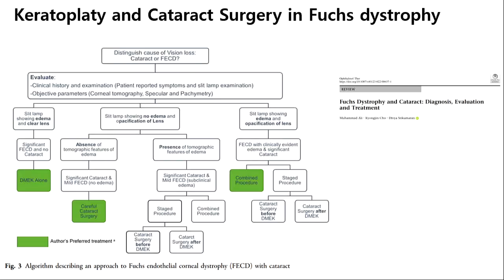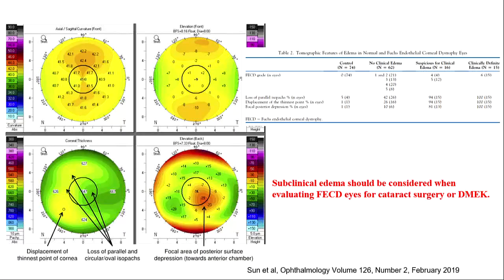In Fuchs patients, if they have cataract, we need to check what is the main cause of the vision problem. However, it is difficult to know whether the patient has subclinical corneal edema or not. We can get information about subclinical corneal edema using 3 kinds of features from the Pentacam images. Those are nasal displacement of the thinnest point of the cornea, irregular isopachs, and posterior surface depression.